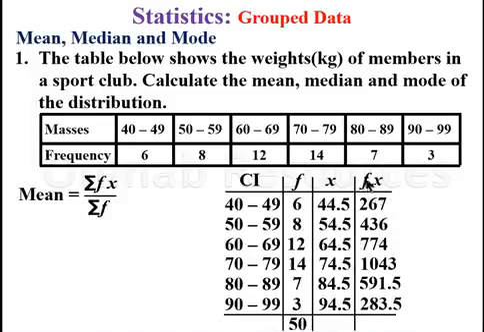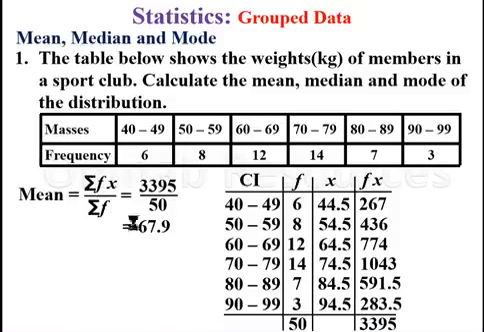We now add up the column for fx. That one shall be from our calculator, giving us 3,395. So we now substitute into the formula: 3,395 divided by 50. Dividing it by 50, from our calculator, we have 67.9 as the mean of this distribution from the grouped data.